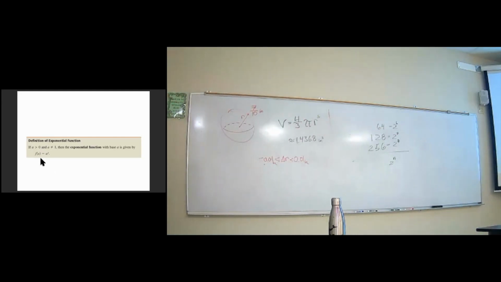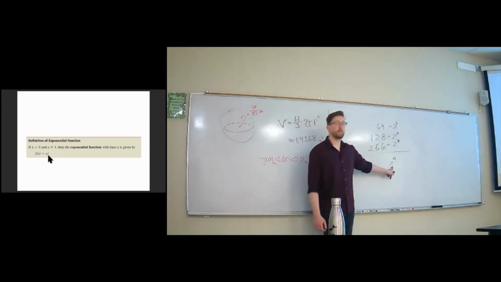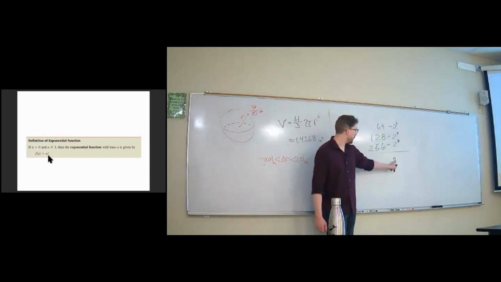So an exponential function is a base greater than 0, not equal to 1, raised to some variable power of x. 2 is greater than 0, not equal to 1, and it's raised to some variable power here, right?